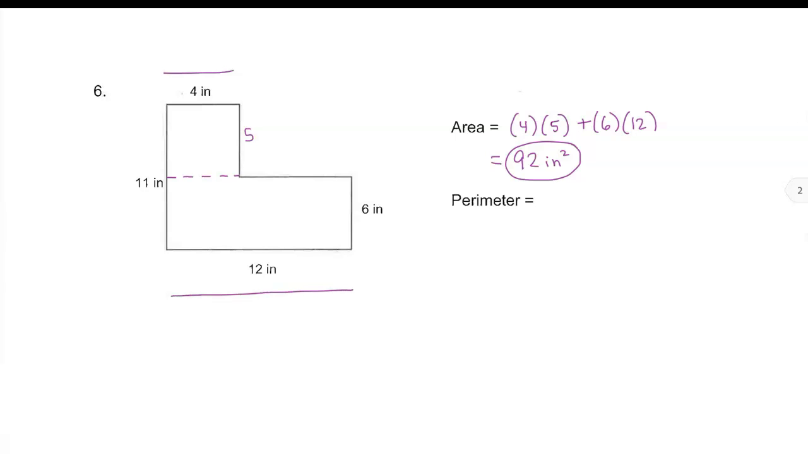The perimeter, starting at the top, there's 4 inches across the top, and there's 12 inches across the bottom. So that leaves 8 inches on that segment, and every side is now labeled. So if I start at the top, I'll get 4 plus 5 plus 8 plus 6 plus 12 plus 11. That adds up to 46 inches.